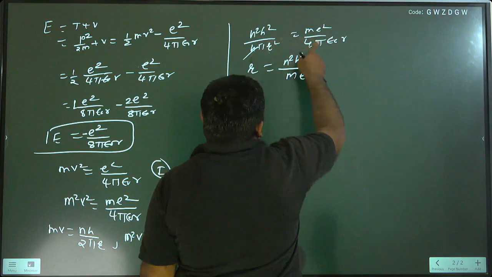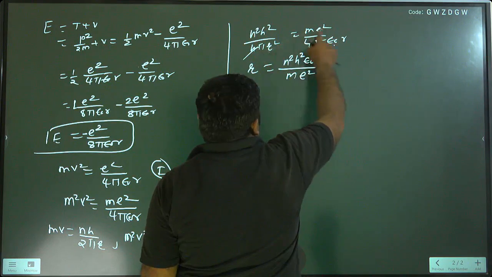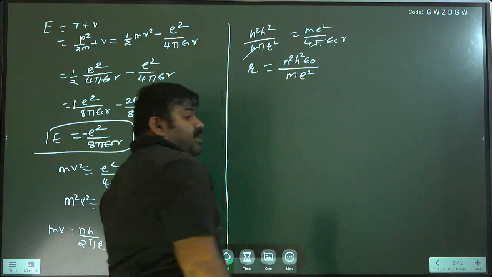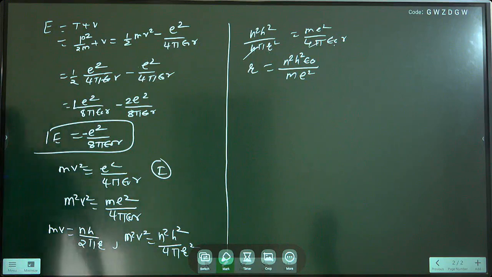4 pi gets cancelled, understood? n square h square, this epsilon naught going to this side, multiplied, and r square going to this side, numerator r square upon r is r, divided by m e square. Meaning what is the value of r here? r is equal to n square h square upon m e square. Then what is the value of r square? r square is equal to n square h square epsilon naught upon m e square.